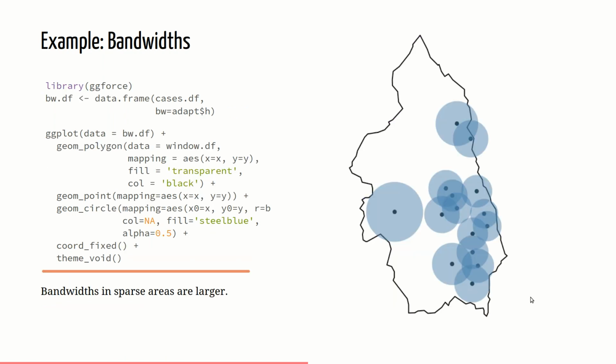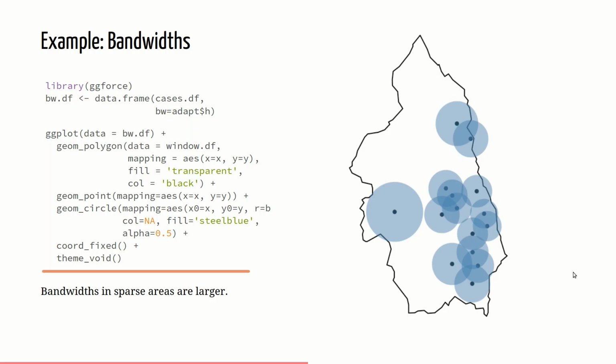How it's actually working, of course, is it's changing the bandwidth. So I could pull the bandwidths out and plot those, and you can see that I've got a much larger bandwidth out in this area here where the data are sparse, and I've got smaller bandwidths through here where the data are dense. Okay, so that's adaptive bandwidth estimation.